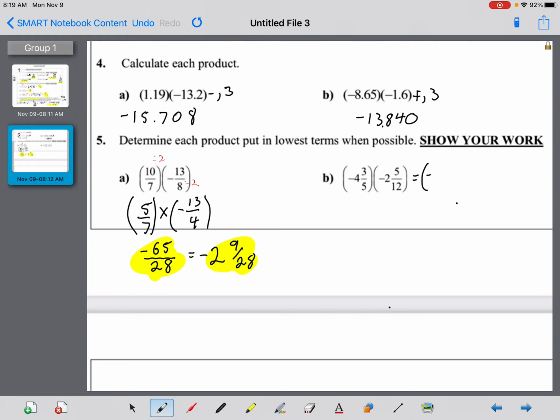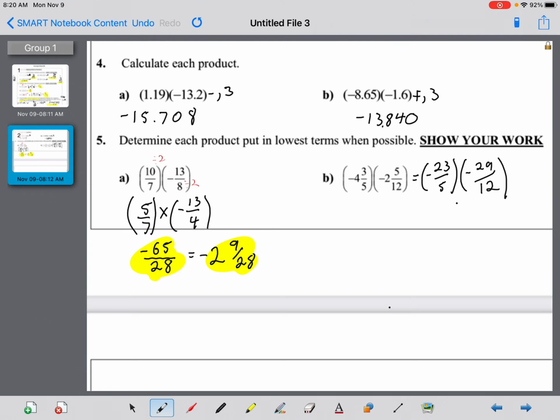Okay, next one again is just a step further, so I have to change it into mixed numbers. So I'm going to have negative 23 over 5 multiplied by negative 29 over 12. Now, if I look closely, check my work, 2 times 12 plus 9. Great.